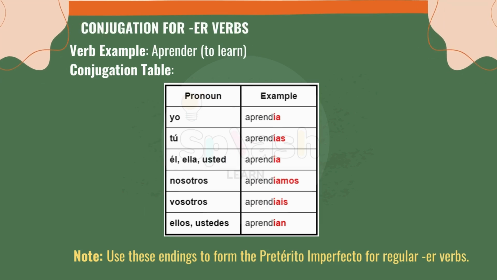Next, let's look at -er verbs. Our example will be aprender, which means to learn. Here are the conjugations: yo aprendía, tú aprendías, él, ella, usted aprendía, nosotros aprendíamos, vosotros aprendíais, ellos, ustedes, aprendían. For -er verbs, we use the endings -ía, -ías, -ía, -íamos, -íais, -ían.